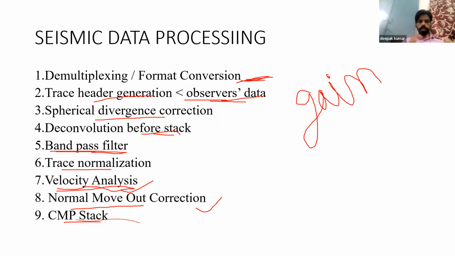Okay. So after move out correction, suppose my velocity analysis is correct, so our normal move out correction will also be correct, and then we can go with CMP stack. CMP stack is nothing but the combining of all the traces, or adding all the traces to enhance the signal to noise ratio, for one CDP or one CMP or one FFID, you can say.